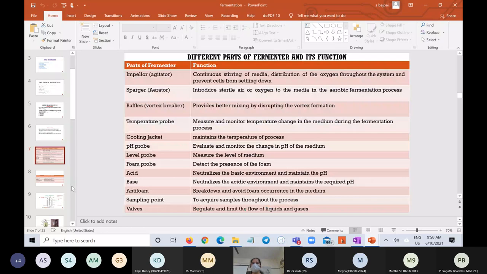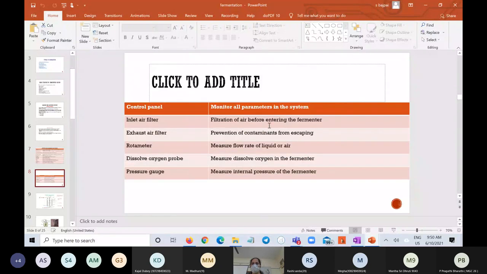Then the acid and bases, both of these are present to maintain the media. Whatever media is required, these acid and bases are there to provide microbes the optimum pH. Then antifoam, if too much foam is formed, antifoams are always there to break down and avoid foam occurrence. Sampling port is to acquire samples throughout the process, and valves are there to regulate. Then inlet air filter is there, exhaust air filter is there, rotameter is there, dissolved oxygen probe is there, and pressure gauge.